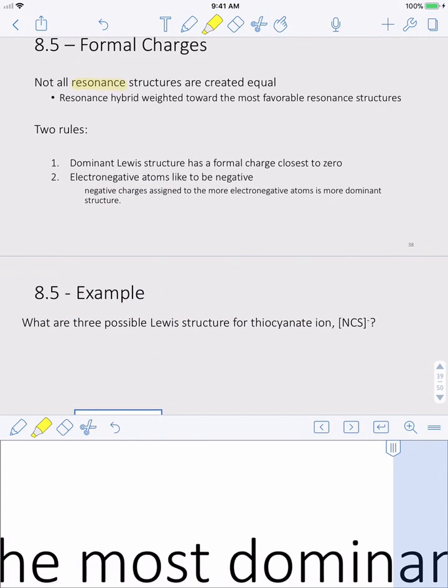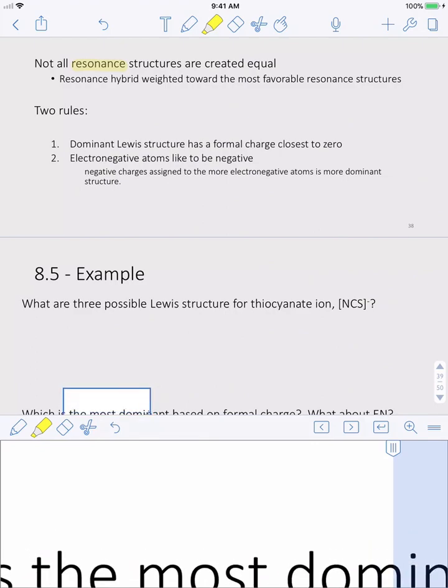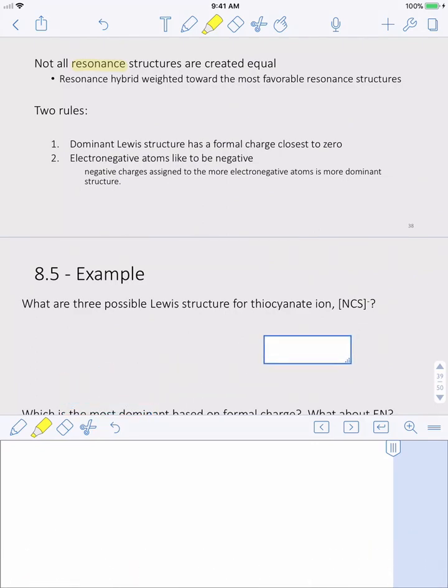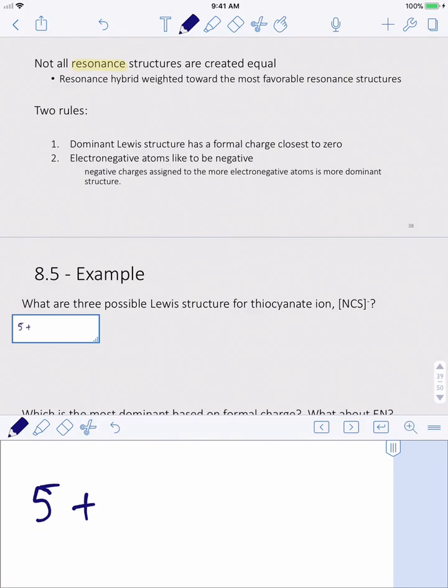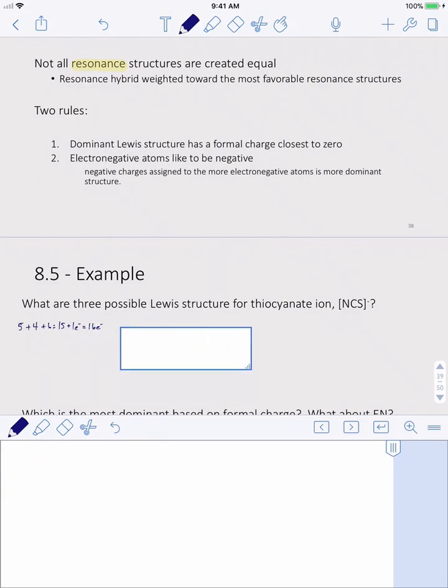Okay, so let's look at an example of what I mean. What are 3 possible Lewis structures for a thiocyanate ion? We have NCS-. So let's calculate our valence electrons here. For nitrogen, we should have 5 valence electrons, plus carbon, we should have 4, and sulfur, we should have 6. So that should be a total of 15 electrons, plus we need to add in 1 electron for the charge on the ion. So we have 16 electrons to work with. We're going to come up with our skeleton structure here.